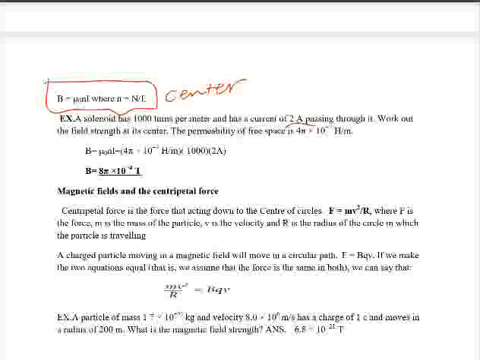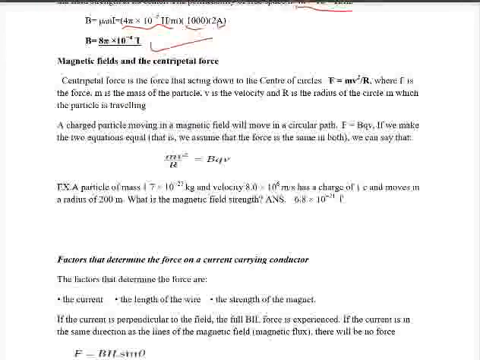Therefore, always when you calculate by using this equation, you are calculating the field strength at the center of the solenoid. Therefore, we have 2 amperes of current, and this one is the number of turns per meter, and the permeability of free space is also given. Therefore, the permeability of free space and the number of turns per meter multiplied by current, and finally you get the field strength in the solenoid.